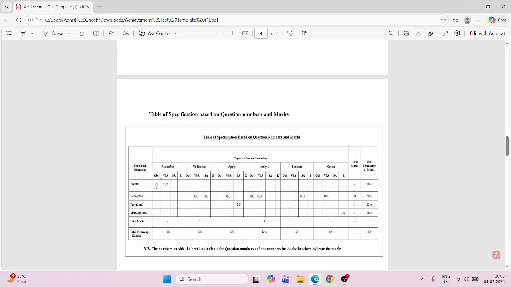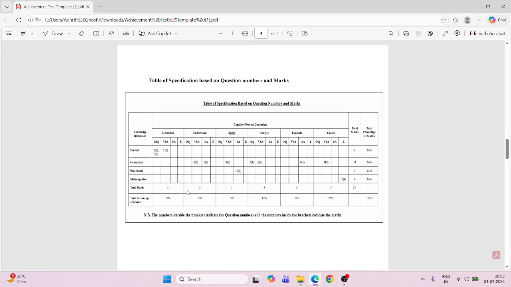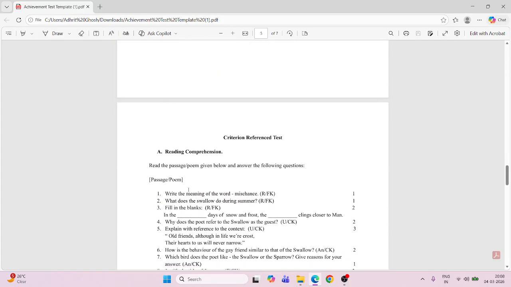And then here also you divide each of the cognitive process dimension factors, that is remember, understand, all these things, into 4 types: objective type questions, very short answer type questions, short answer type questions, or essay type questions. All right. Then you go for the main question paper. We write this criterion referenced test. Please remember to put the D after reference. Many people write only reference. It's referenced test. Criterion referenced test.